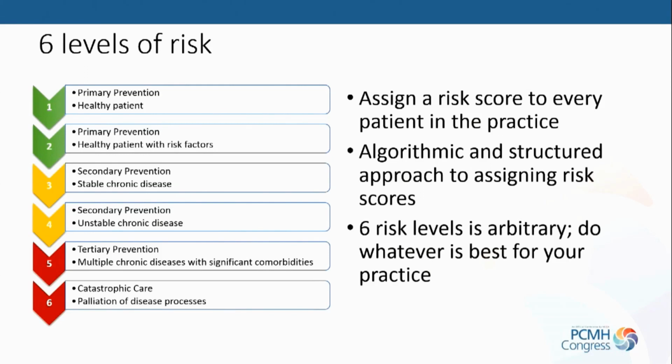Now, by the way, 6 levels of risk is arbitrary. There's nothing magical about 6 levels of risk. There are a lot of practices. I know of a good practice in my area that sorts patients into 3 levels, essentially high, medium, and low. I know of a practice that uses 7 levels. You could have 77 levels. It doesn't matter. Essentially what you need is some way to sort patients into higher versus lower risk groups.